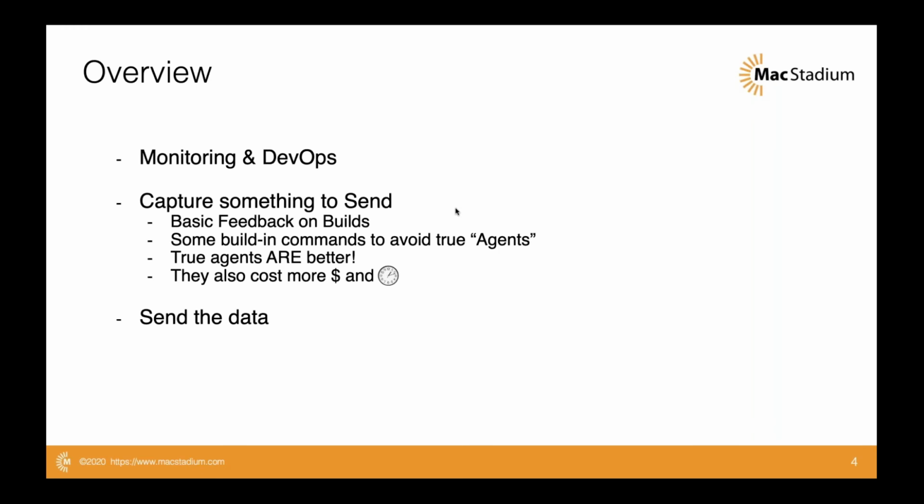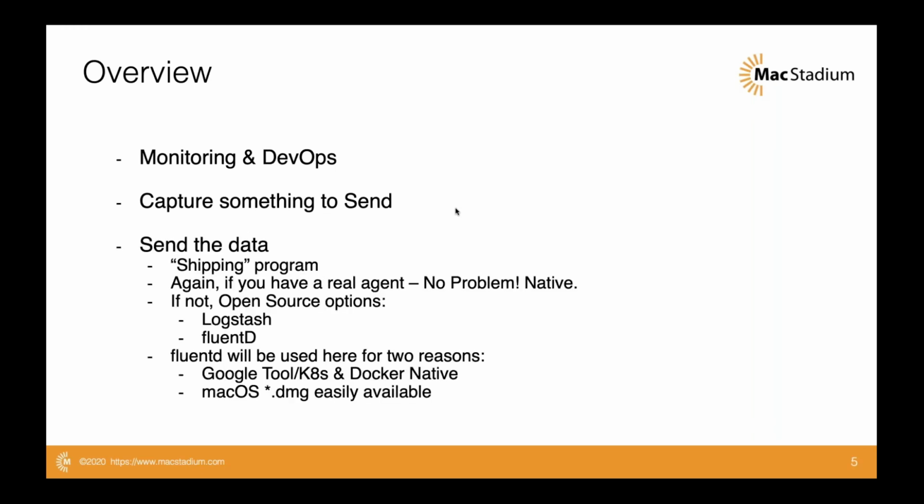So after we agree on a few things to capture and a way to get it done, you have to send the data. These are commonly called shipping programs. Now, you don't have to worry about this if you have a real agent. If you're using Datadog or Splunk or any of those, that's built into the agent. The ability to ship is not something you have to worry about. If you're not, the 2 most popular best-of-breed programs for open source are Logstash and fluentD. I'm going to say a few times that there's no real winner there. They're both really good programs. I would recommend either one of them if you don't have a way to ship data in another fashion.